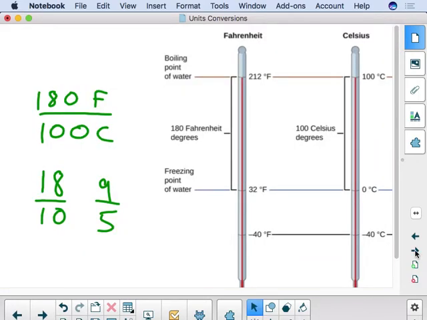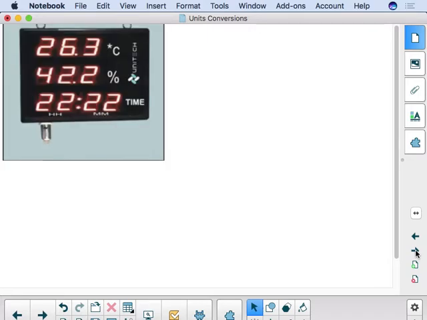And then convert this much more specific German weather information to a Fahrenheit temperature. They give you percent humidity and time as well. Okay, go. Convert that into Fahrenheit. Game on.